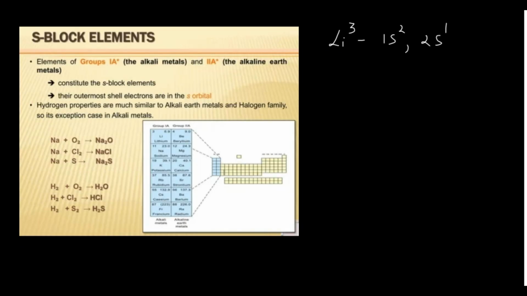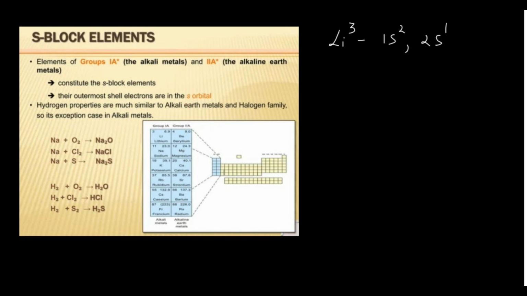Now you can see here, as I already told you, the hydrogen properties are much similar to the alkali metals and hence the halogen family. So it's an exception case in the case of the alkali metals. It should be the alkali metals, not alkaline earth metals. Please remember this thing.